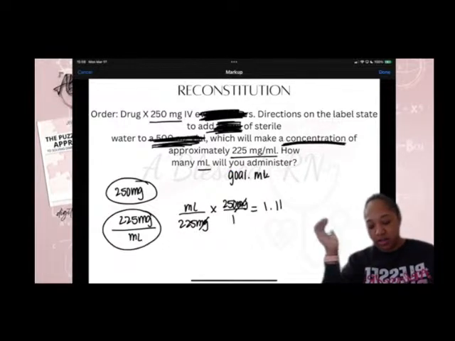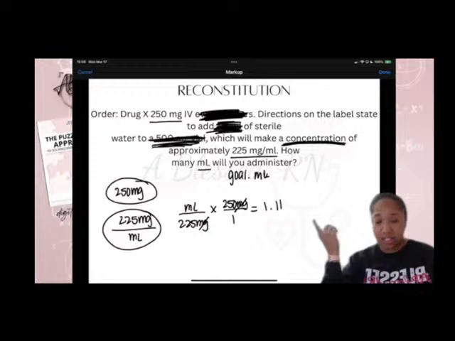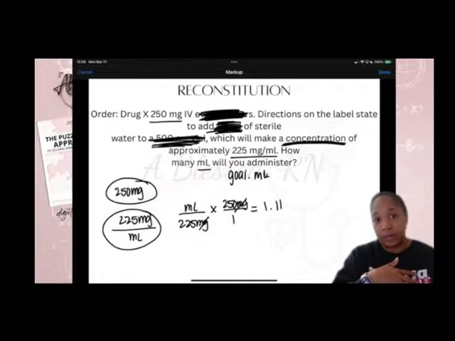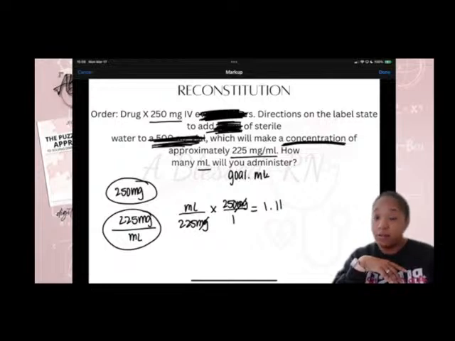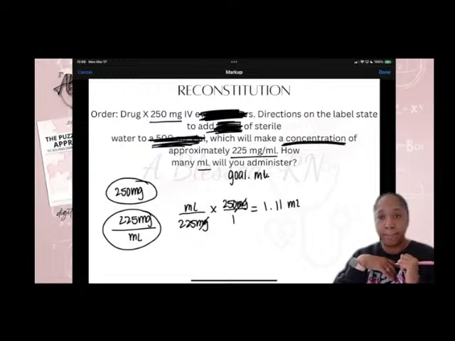1.11111. So if we rounded it to the whole number, it'll be 1 milliliter. If you rounded it to the nearest tenth place, it'll be 1.1. So when you get your answer, don't forget to round how they want you to round, so you get all of your points, and make sure that you label. Okay? Y'all got it? Any questions about reconstitution?